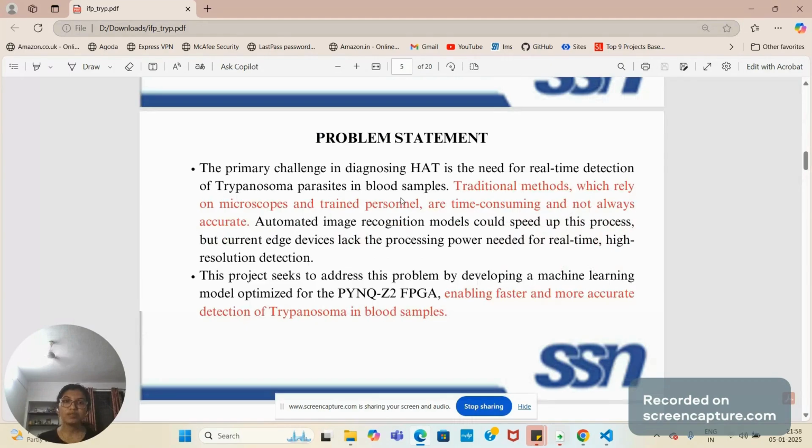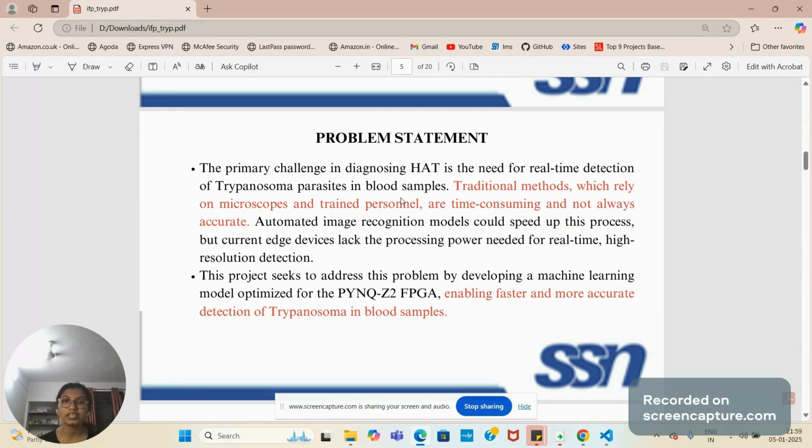So the problem statement is that for the identification of trypanosomiasis, traditional methods are always used, which rely on microscopes and trained professionals, which is time consuming, and there are human limitations for continuous processes. So automating it by using an FPGA can save so much manual intervention and so much time, as an FPGA can be deployed for testing for hours and hours, and it can work so well.